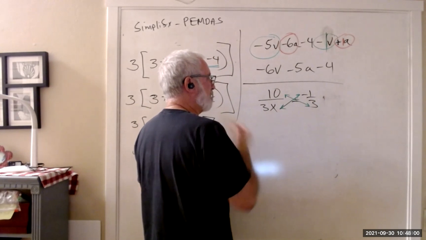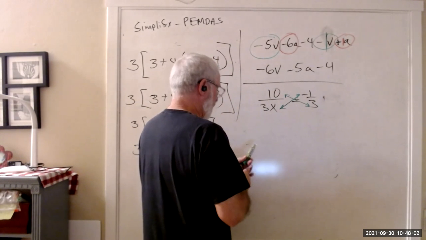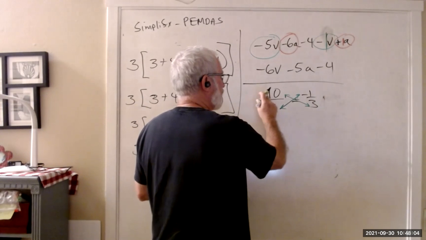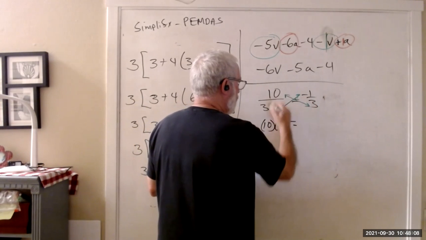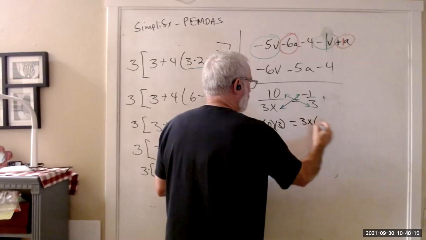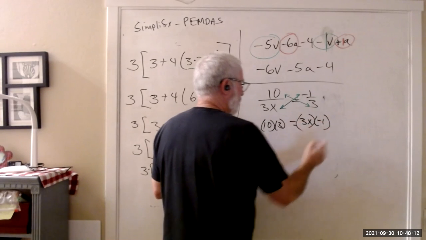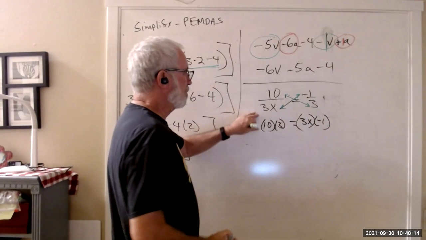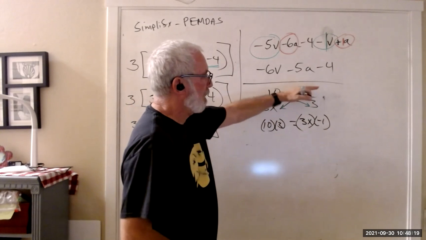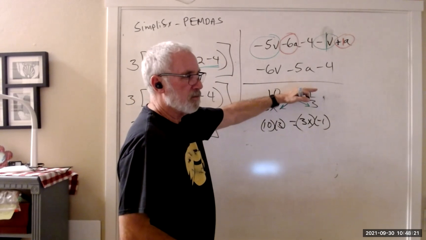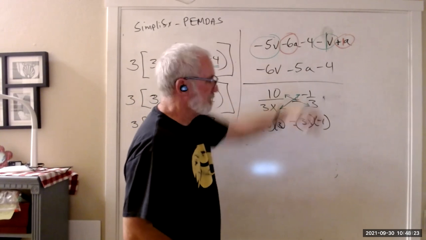Top times bottom equals top times bottom. So 10 times 3 equals 3x times negative 1. That's what you're doing. 10 over 3x, negative 1 over 3, multiply bottom times top, top times bottom, like that.